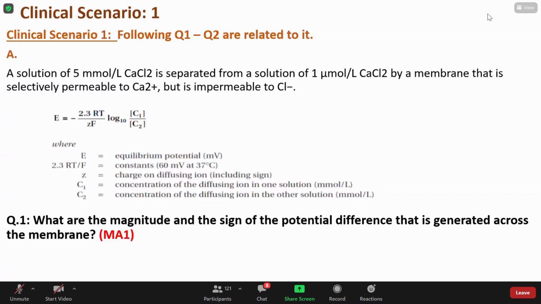So the calculation basically goes: 2.3 RT over F has a constant value of 60. Z is the charge of the ion, which in this case is calcium, so it's 2. So it's 30 log of the concentration of solution 1 over solution 2. The way we did it was you convert micromolar to millimolar, 0.001 for solution 1, over 5, which is solution 2. That came out to be 111 positive, cell interior positive. So solution one is negative with respect to solution two. Yes, so your answer is correct.